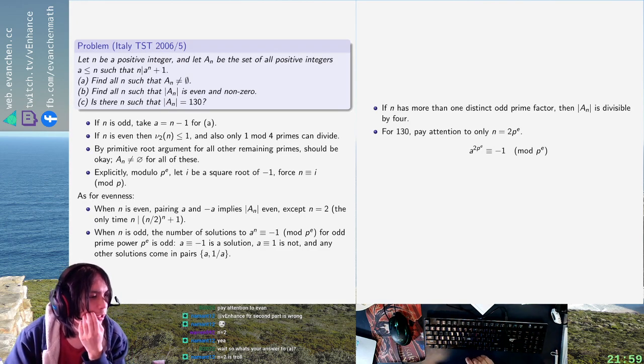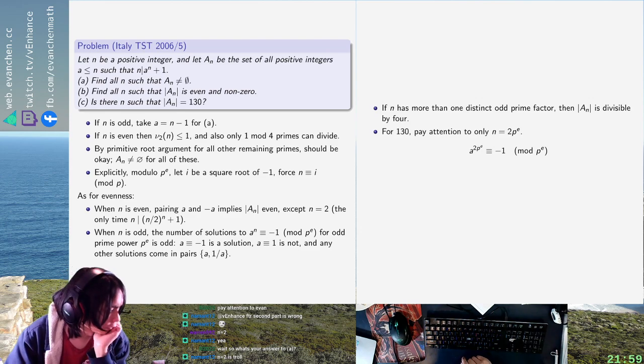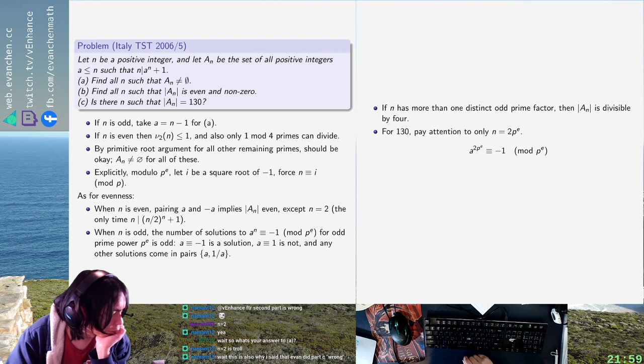What's my answer to A? The answer to A is any odd number, and also any even number with exactly one factor of 2 and only 1 mod 4 prime factors.